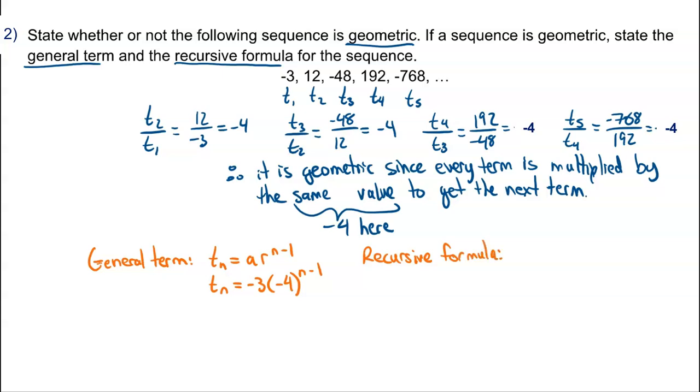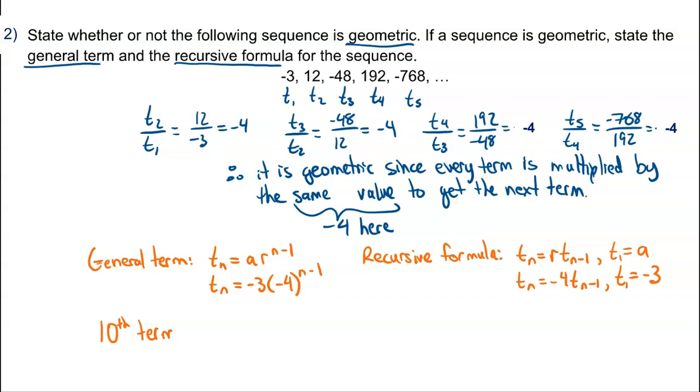The recursive formula is written like so. We write it out as Tn is equal to r times the previous term, Tn minus 1. And so we can say, well, this is negative 4 times the previous term. But we do need a condition here, and the condition is that we have to have a starting term. So we have to have a condition that T1 is equal to the initial term, and so that means that T1 here is equal to negative 3.